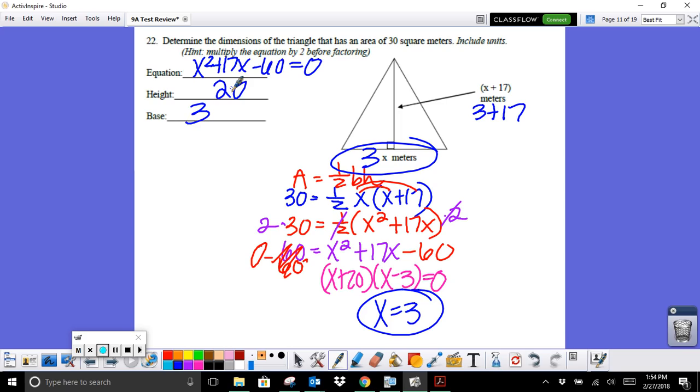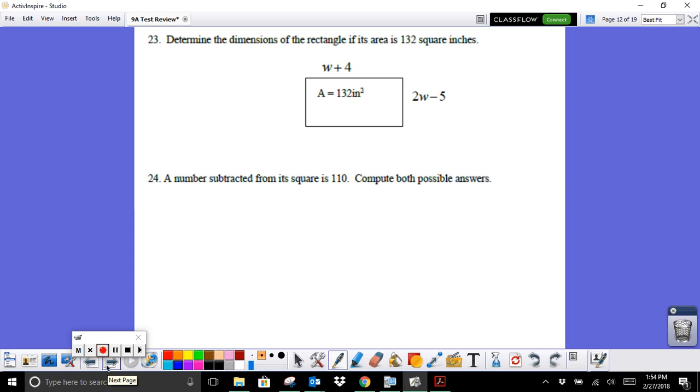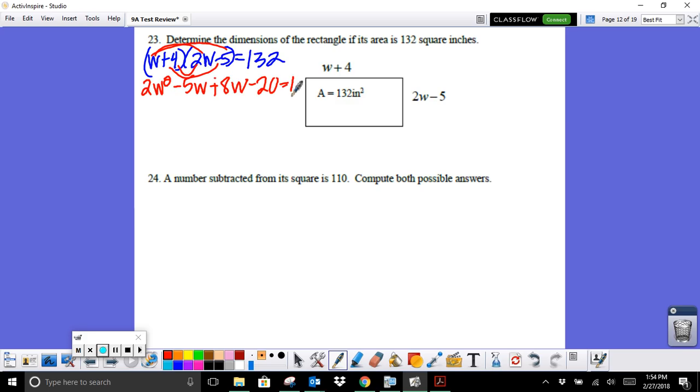That was our area. Number 23, determine the dimensions of the rectangle if the area is 132. This one actually requires the most amount of work. So I'm going to have w plus 4 times 2w minus 5 equals 132. I'm going to have to start FOILing this. So I have 2w squared minus 5w plus 8w minus 20 equals 132.